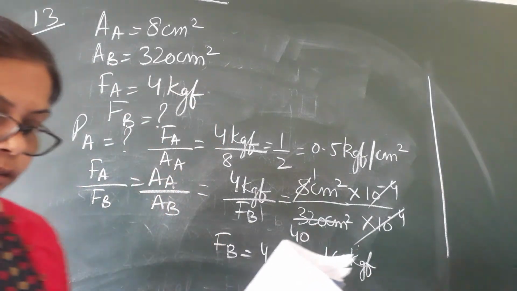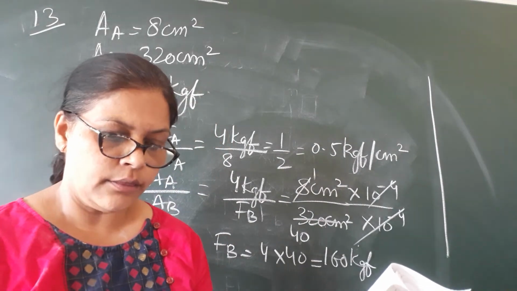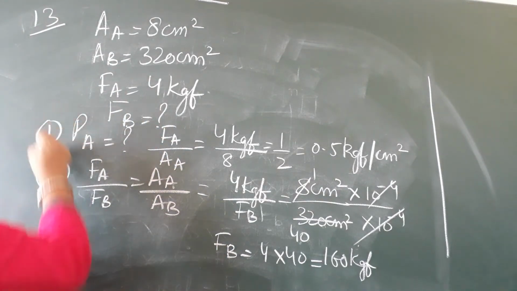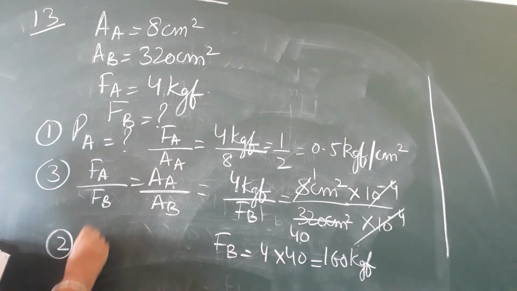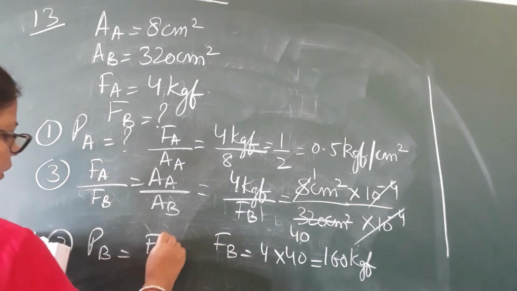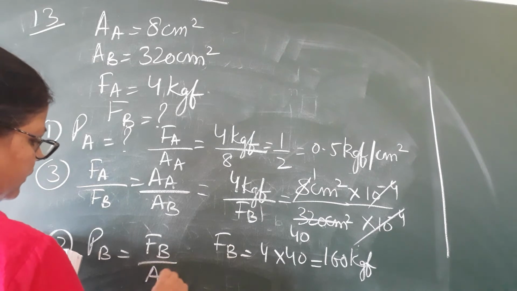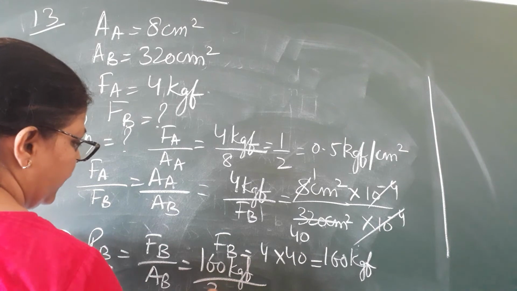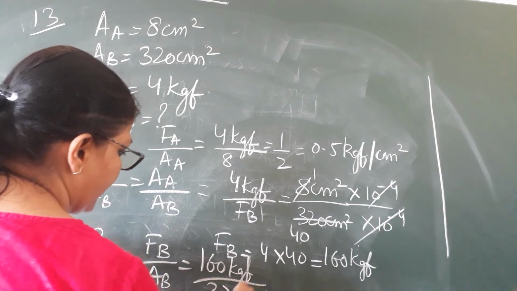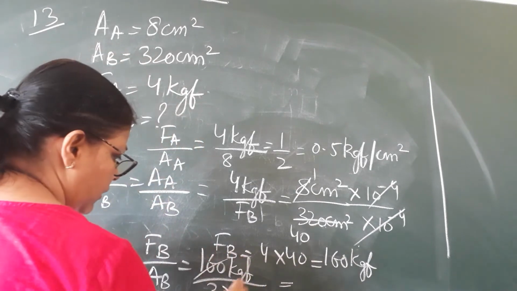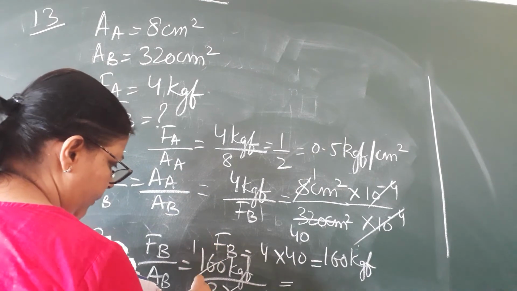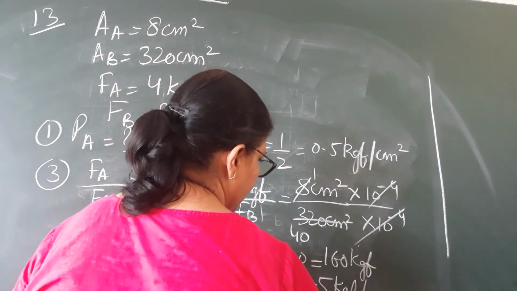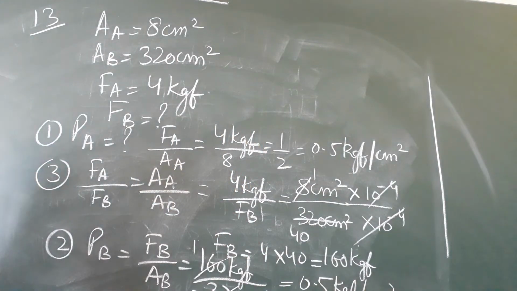which is actually the third part. You are supposed to find out the force, the thrust on B. That is the third part of the numerical. This is the first part, and now I do the second. The second is you are supposed to find out the pressure on B. Thrust upon area is the formula. Very simple. Thrust I have already found out, 160. And area is given to be 320. It cancels out and I get 1 by 2, that is 0.5 kgf per square centimeters. So all the three parts are there for question number 13.